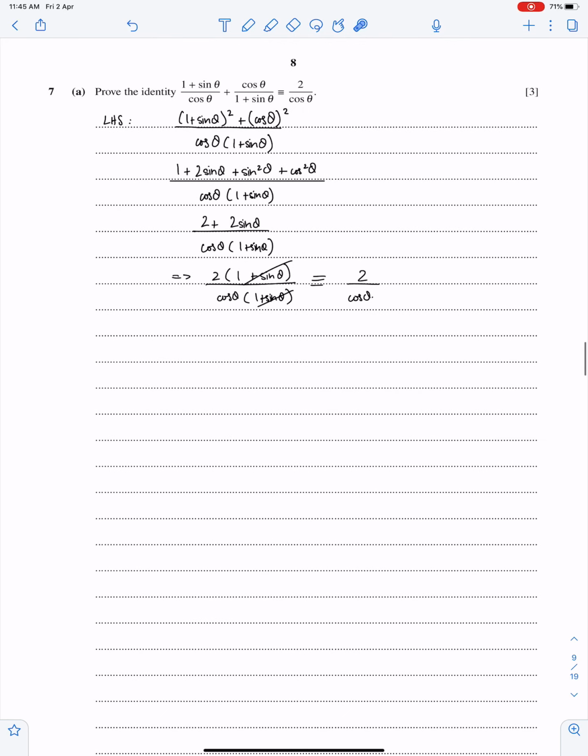This question is very simple. You just need to take LCM. When you take LCM, this will become 1 plus sine theta whole square, and this will become cos theta whole square. Never expand the denominator. Leave the denominator as it is. Expand the numerator. When you expand this, you will get this thing. Now this will become 1, because sine square plus cos square is 1. So 1 plus 1 makes 2. Take 2 common. Cancel 1 plus sine with 1 plus sine. And the answer is 2 upon cos theta. This is what we had to show.